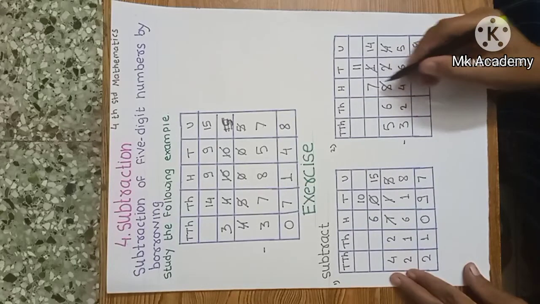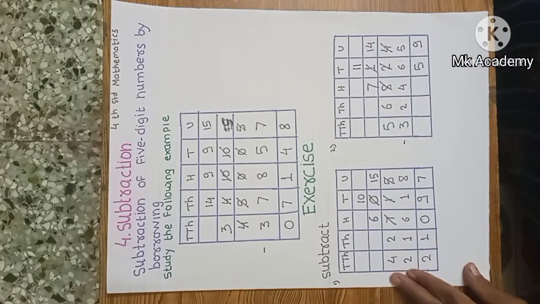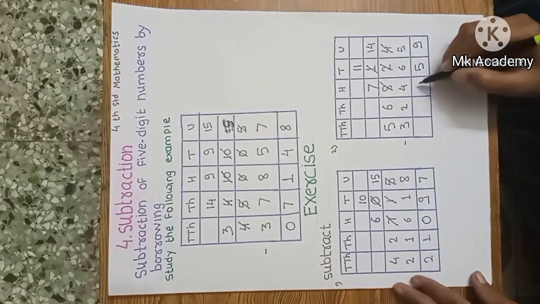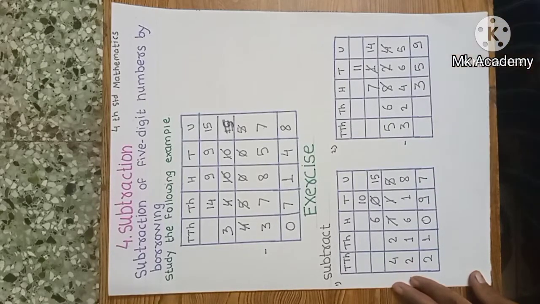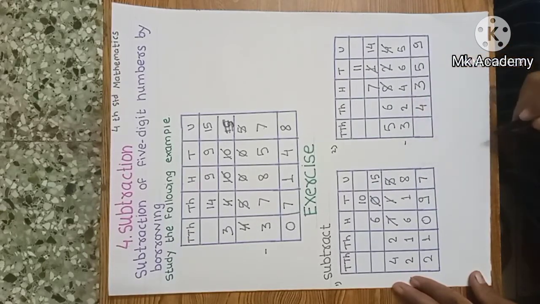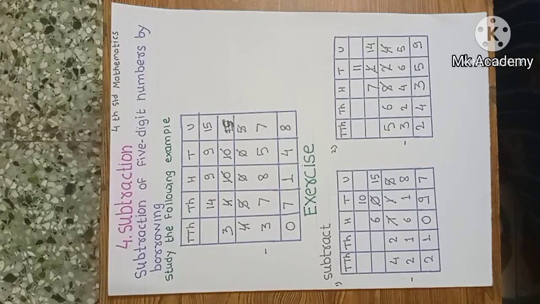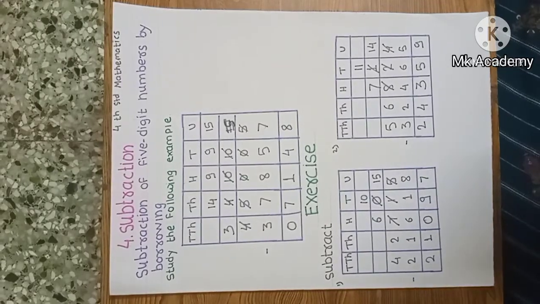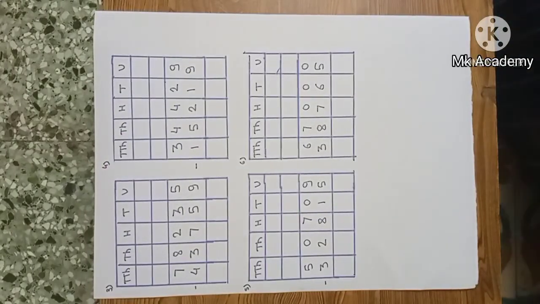Now 7 minus 4, 3 hundreds. Now thousands. 6 minus 2, 4. 5 minus 3, 2. The answer is 24,359. Now see the next example. Third example.